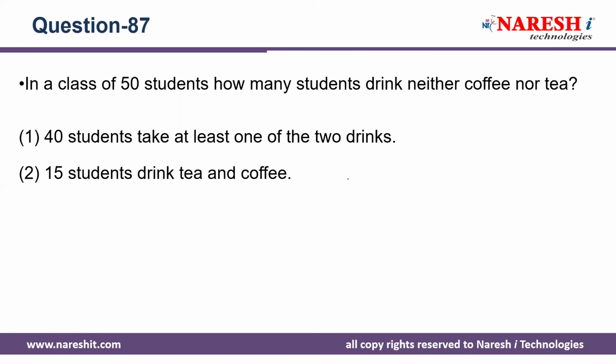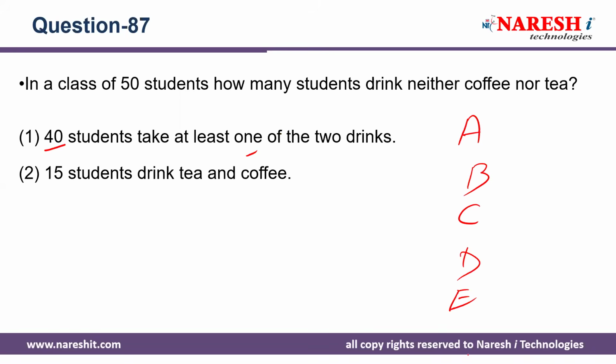First statement, 40 students take at least one of the two. So there are 40 people who drink any one of the two, either they drink coffee or tea. Second statement, 15 students drink both tea and coffee. Tell me, according to you, which statement is enough to answer the question? If both, then tell me D. So tell me your answer out of A, B, C, D, E.